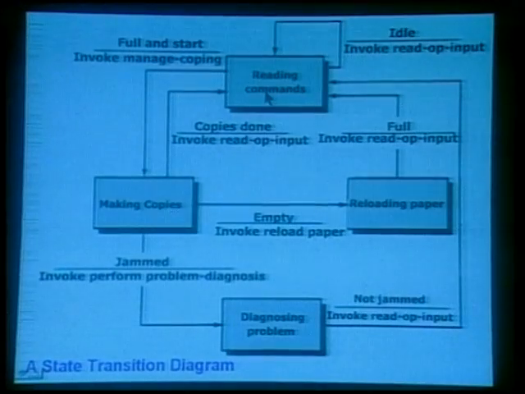Now, that diagram clearly shows how the system should behave at each and every state. While you are making a state transition diagram for your software, you should be doing a similar type of thing. You should really see what are the possible states in which your system could be, and on each state, which events can happen, and what action your software should take in response to those events.